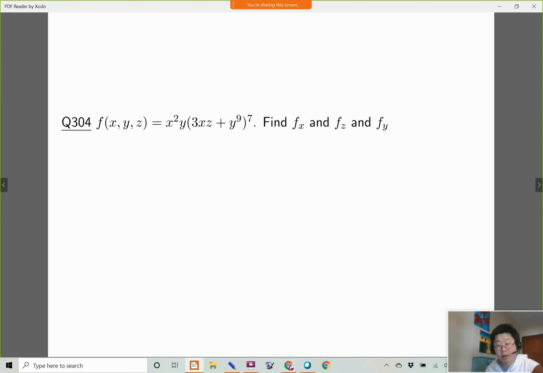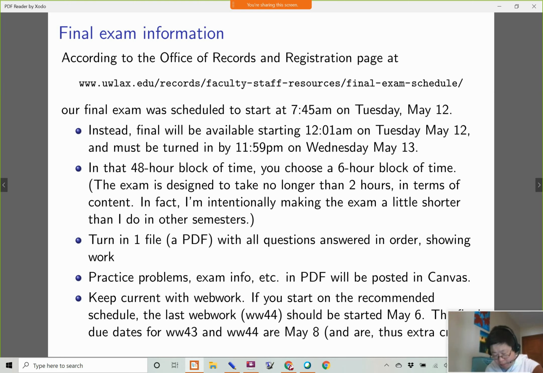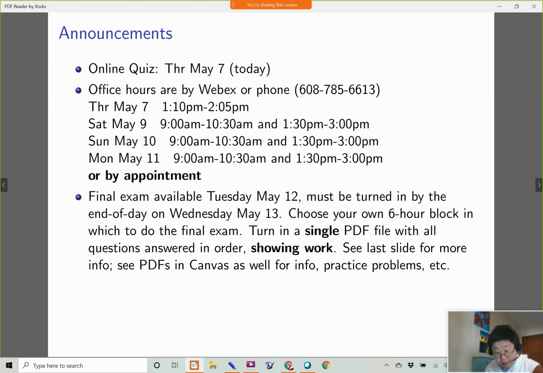Okay, so just some reminders. Today, Thursday, please complete the online quiz. Here's a listing of office hours. If these times don't work, please feel free to send me an email and we will find another time to meet. This has been the offer all semester: if times don't work, we can set up a time to meet at some other time.